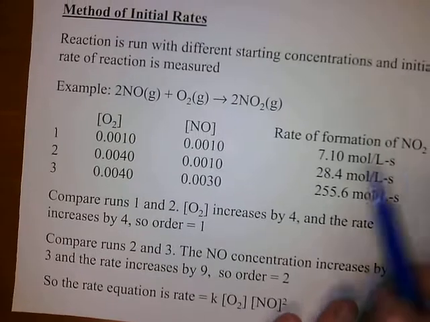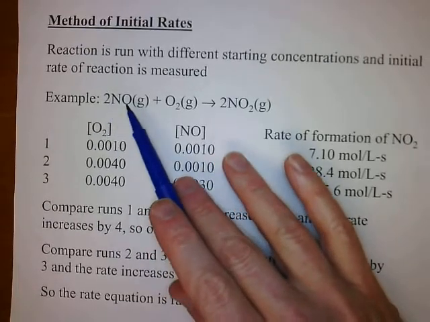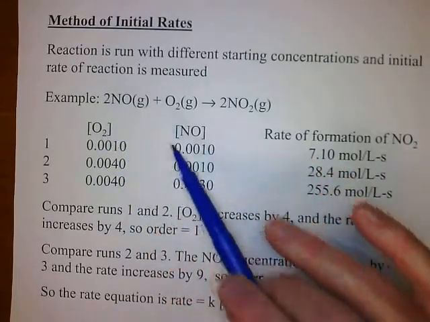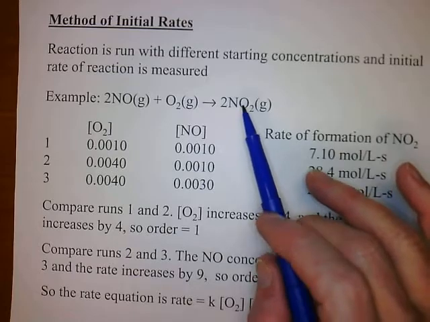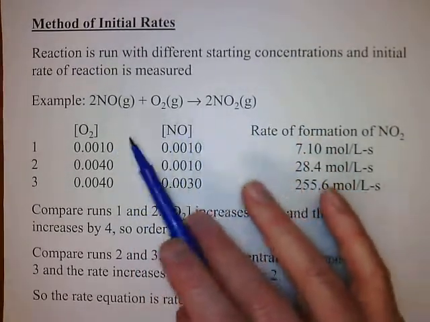So let's look at some data. Okay, so for the oxidation of NO, nitric oxide, to form nitrogen dioxide. Okay, so basically, let's suppose we studied this reaction.